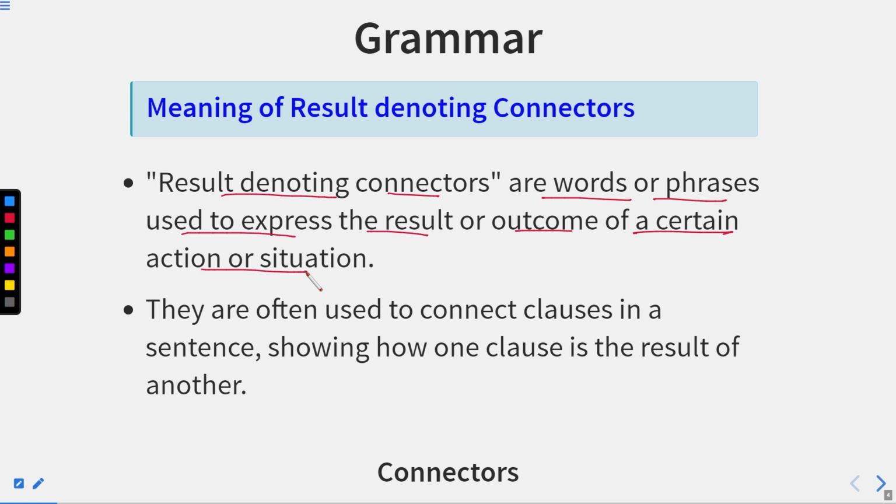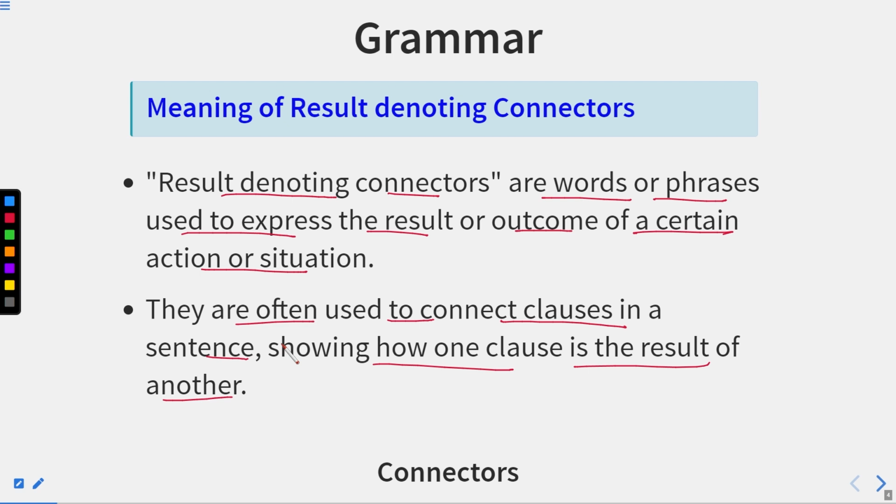After that, they are often used to connect clauses in a sentence, showing how one clause is the result of the other. It means one is actually the event or the cause, and the other part is the result, and the result will be shown by that particular connector.